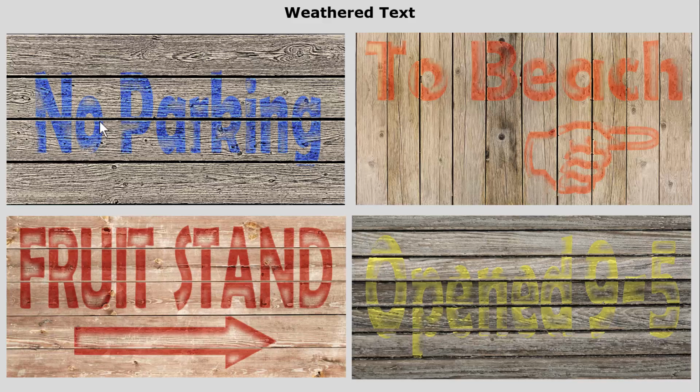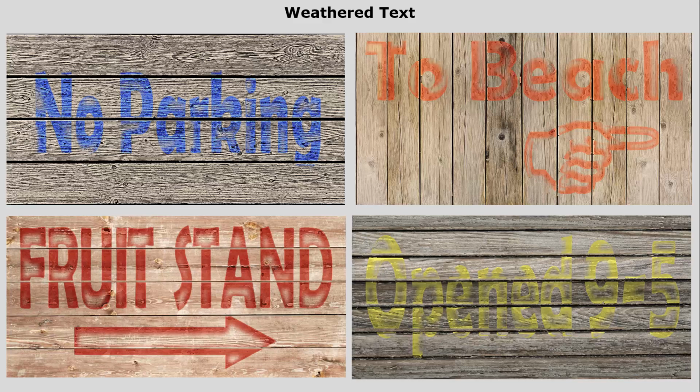So this is done in a two-step process. The first part is to create the weathering effect on the text. That means it should look like it's chipped and flaking off, and it does. You can see right here in most of these, it really looks like it's flaking and chipping off the wood, which is what would happen if it's been on the wood for many, many years.